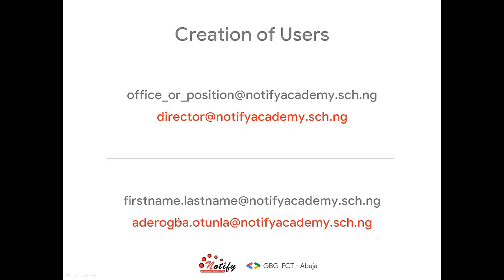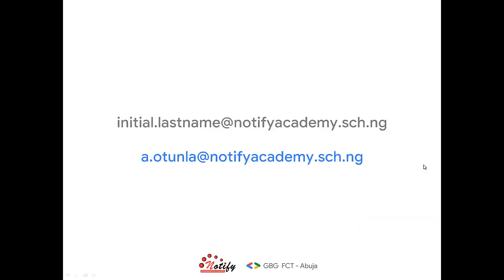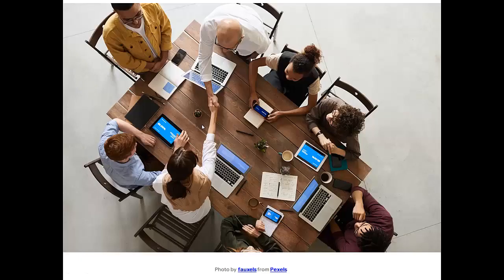notifyacademy.sch.ng, something like that. So in my case, it will be abdurrahman.otunla at notifyacademy.sch.ng. Then you can also have maybe the first initial, or the first name, and the last name. That's why I said you have to see it and agree. That's why we have the management staff and the team.